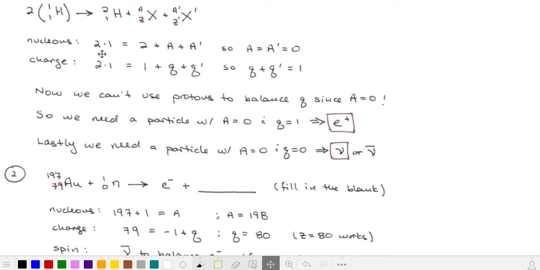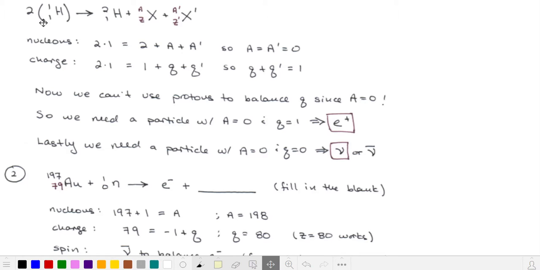So first, to balance the nucleons, I have 2 times 1, which gives me 2 nucleons on the left-hand side. On the right-hand side I have 2 from deuterium, and I don't know how many from this daughter, but I'm just going to call it A, and I don't know how many from this daughter, but I'm going to call that A prime. Since 2 is equal to 2 plus the sum of these two, and they can't be negative, these both have to be 0.